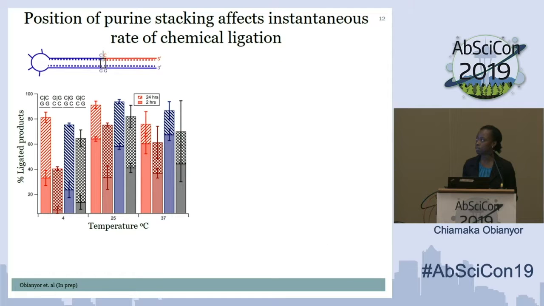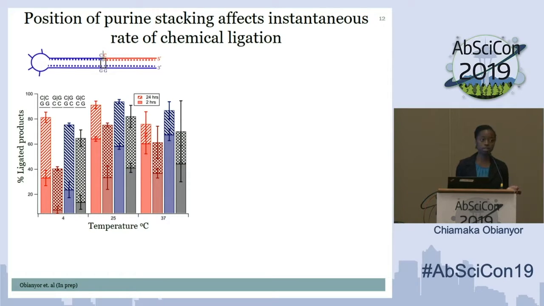And so we do the same experiments at different times, so 2 hours and 24-hour studies, and we also scramble the positions of the G's and the C's. And you see that generally at high temperatures, there doesn't seem to be any effect of the sequence location. But after 24 hours, when you have your stacking at the nick of ligation, it really decreases the amount of products that you get compared to when you have your stacking opposite the ligation nick.